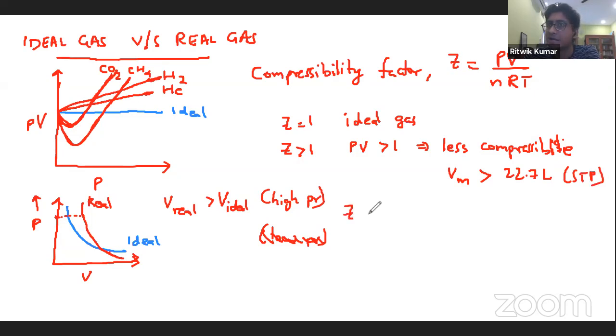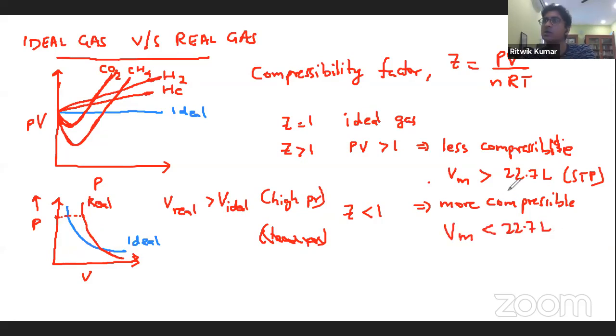Now, what about Z less than 1? Just the opposite. It will be more compressible, or the molar volume is less than 22.7 liters. What conclusions can you make from this? Z greater than 1 implies a positive deviation from the curve. A Z less than 1 means a negative deviation from the ideal gas curve.